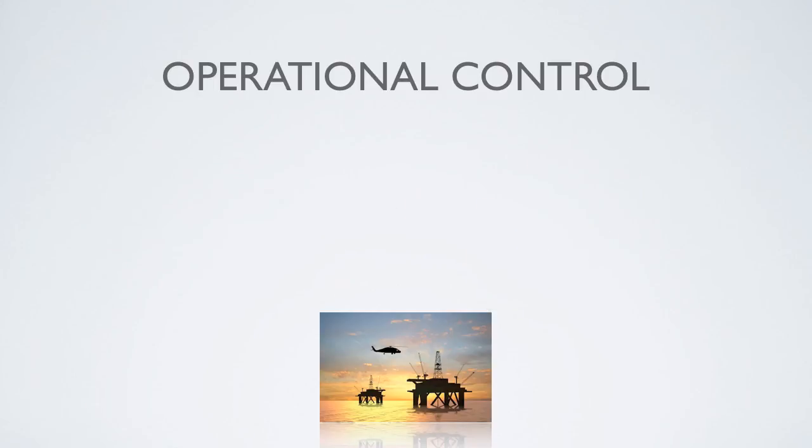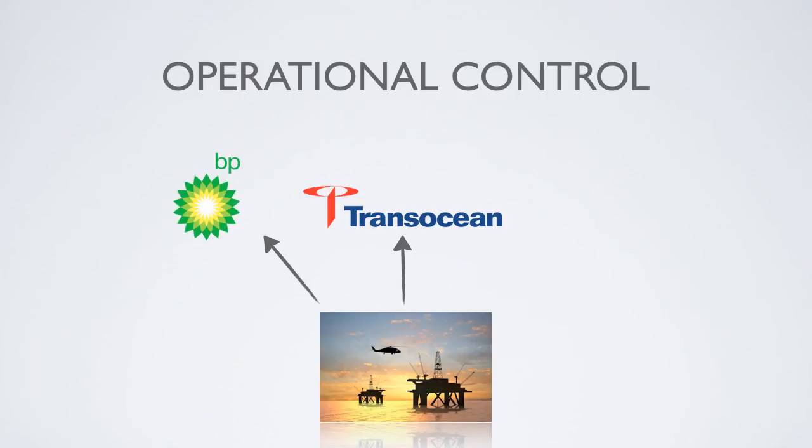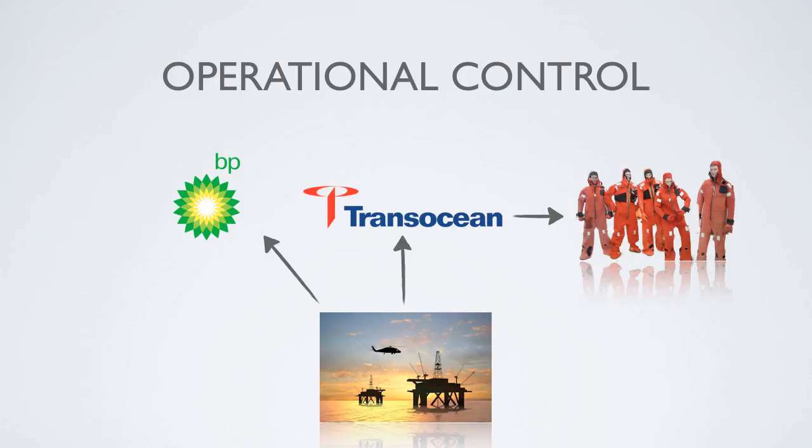This was the case with the Deepwater Horizon offshore drilling rig. The rig was owned by a company called Transocean and leased to BP. But the crew members were Transocean employees and the day-to-day operations of the rig were controlled by Transocean. BP simply purchased the mineral rights to the oil, leased the rig from Transocean, and paid Transocean to operate the rig.